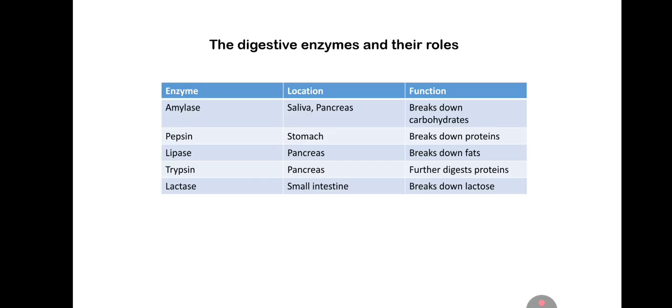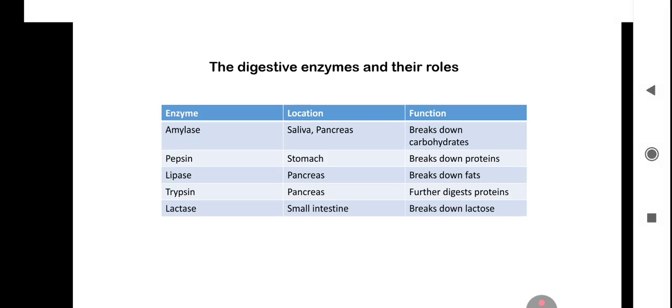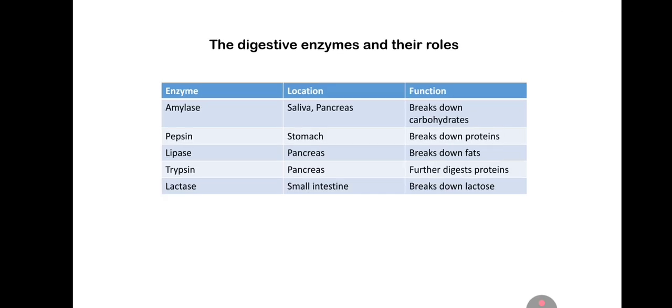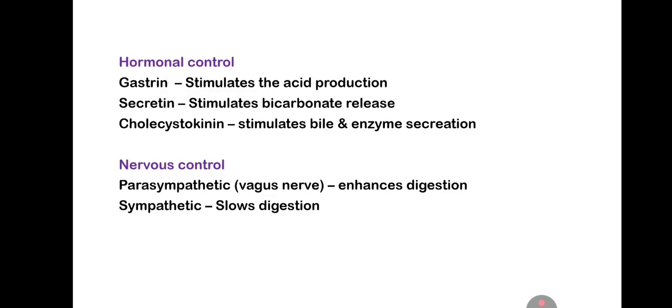Here you all can see the digestive enzymes related to the digestive system and their main role. The first one is amylase. It is situated in the pancreas and saliva. It breaks down the carbohydrate. Then the pepsin in the stomach breaks down proteins. Lipase in the pancreas breaks down the fats. Trypsin in the pancreas breaks down the dietary protein. Lactase in the small intestine breaks down the lactose.